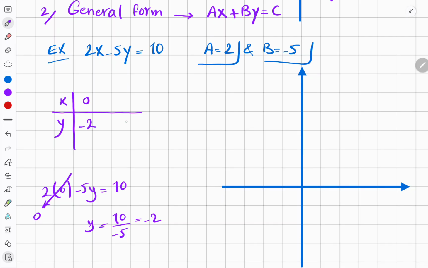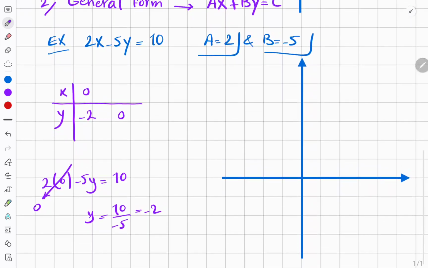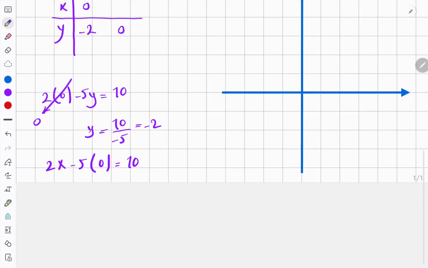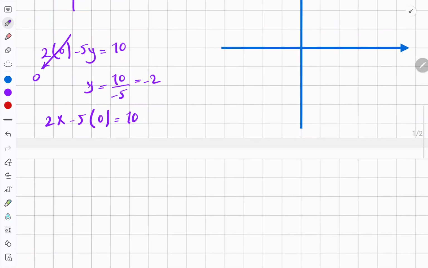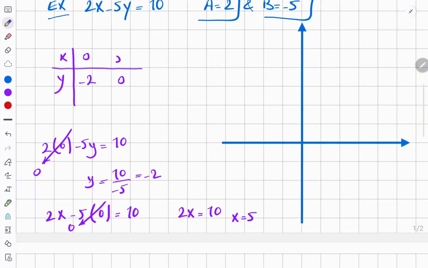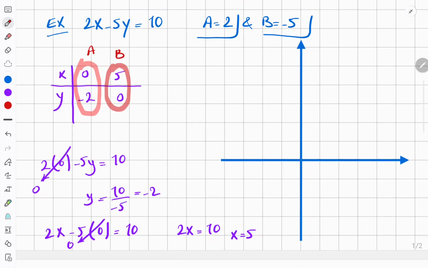And then I'm going to consider y as 0 and substitute 0 in this equation. So 2x minus 5 times 0 is 10. So 2x is 10 and x is 5. So we have 2 points. You can call this point A and this one point B. And sketch these 2 points.